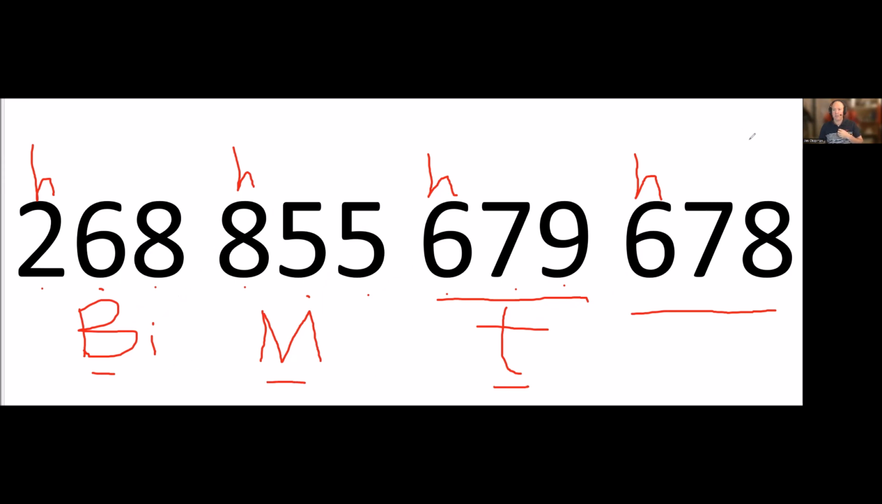So this is 1, 2, and 3. This is 4, 5, and 6. That's the group that ends with 1,000. 7, 8, and 9. That's the million group. 10, 11, 12. That's the billion group. Okay, so 268 billion, 855 million, 679,678. There you go. Now, the next question is, what happens if the number gets bigger than this?